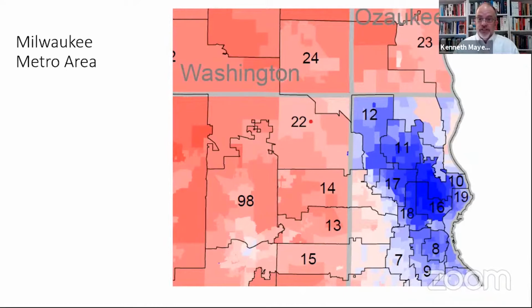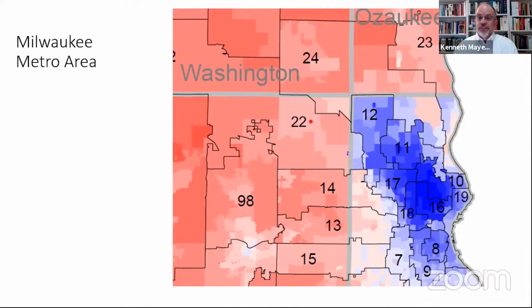And you can see throughout this map, the point to make is not just what happened within the city of Milwaukee, because a number of these districts, particularly in the north central and northwest part of the city, are majority minority African American districts that are essentially required under the Voting Rights Act.